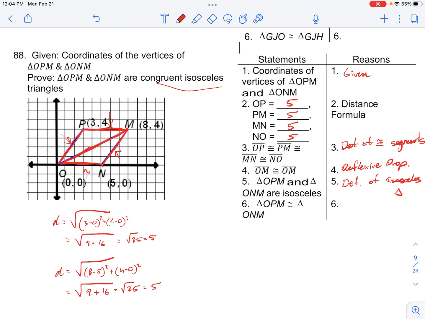And then number 6, we can say triangle OPM is congruent to triangle ONM. We can do this by the SSS congruence postulate, because we proved that all their corresponding sides are congruent to each other. So that is why we can use SSS.